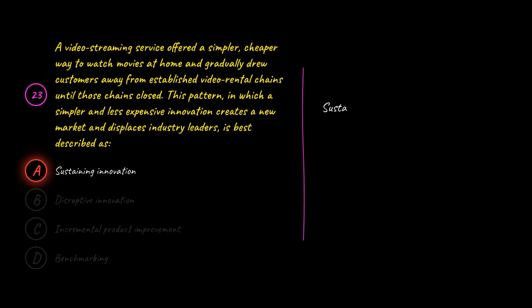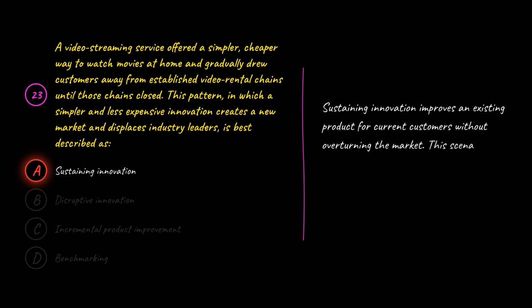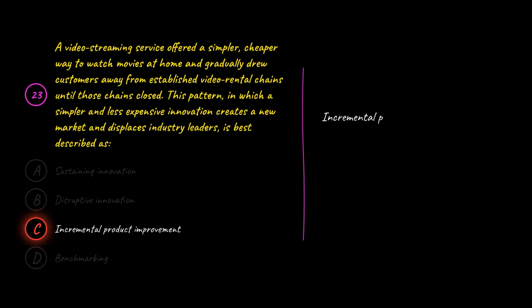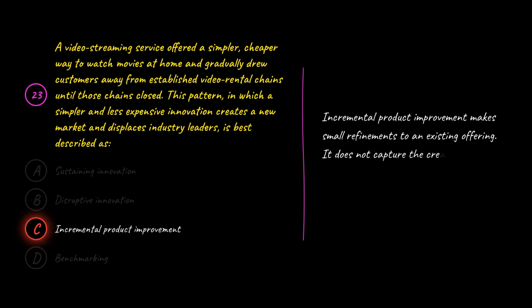A is wrong because sustaining innovation improves an existing product for current customers without overturning the market. This scenario describes a newcomer displacing incumbents, which is disruptive, not sustaining. C is wrong because incremental product improvement makes small refinements to an existing offering. It does not capture the creation of a new market that drives established competitors out of business.